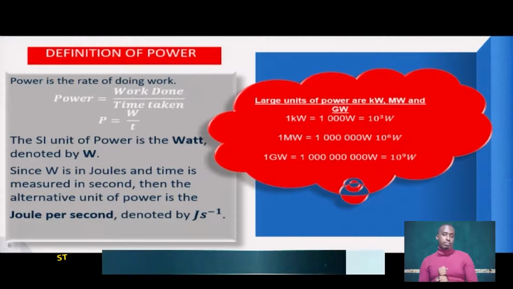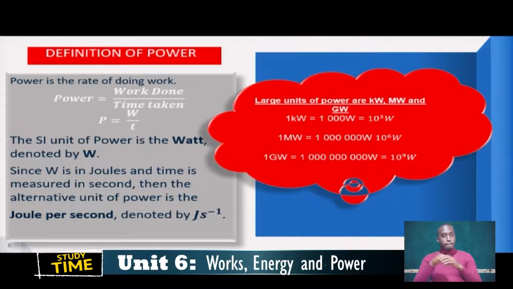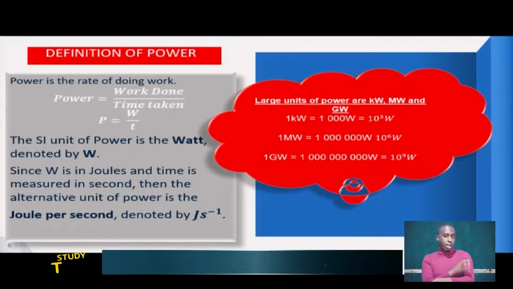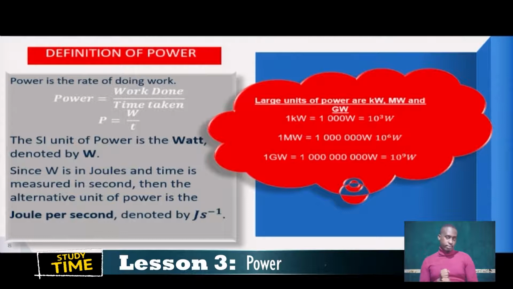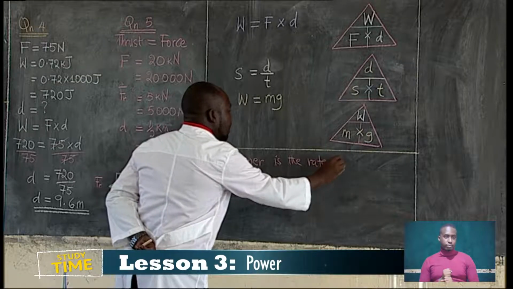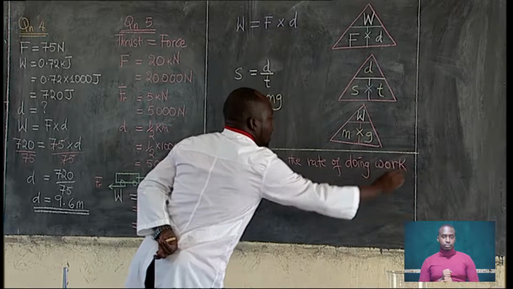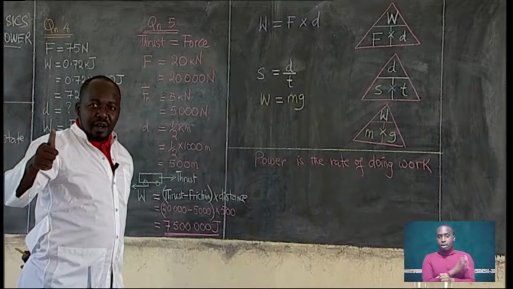Now, in mathematics, even in physics, the moment you see they are telling you about rate, it means there's a quantity which has been divided by what? By time. And that's why, please come along with me here to the board. We are saying power is the rate of doing work.